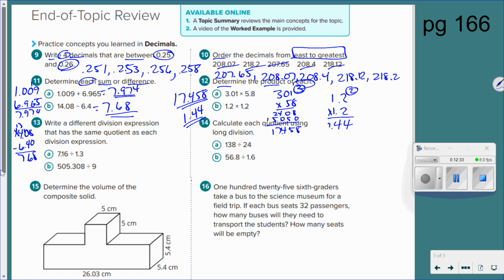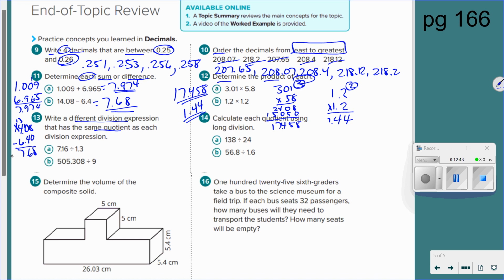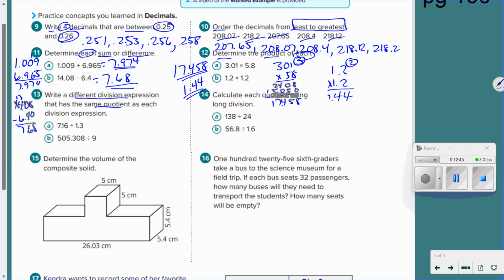Okay, 13. Write a different division expression that has the same quotient. Not done, right? This one's one that's on the test. Okay, so 13 is actually not going to be on your test because there's too many options. The easy way to do this, I just move them both once, so it would have been 71 6/10 divided by 13. This one I can just move once, doesn't really matter because my divisor doesn't have anything. So technically I wouldn't actually change that one if I were doing division. Okay? But you don't worry about 13, it's not on the test.